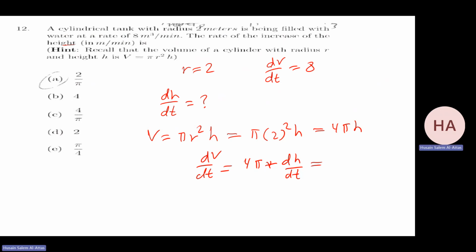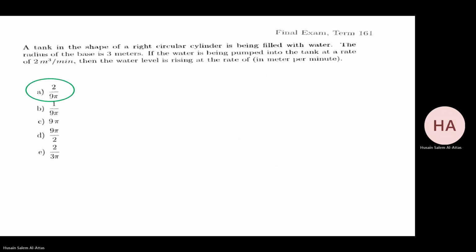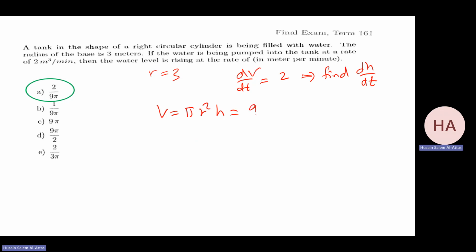That implies 8 equals 4 dH/dt. So dH/dt equals 2 over 1, which is this one. A tank in the shape of a right circular cylinder is being filled with water. The radius of the base is 3 meters, R equals 3. If the water is being pumped into the tank at this rate, dV/dt equals, find dH/dt. When we do the volume, same problem, πR²H, that will be 9π times H.